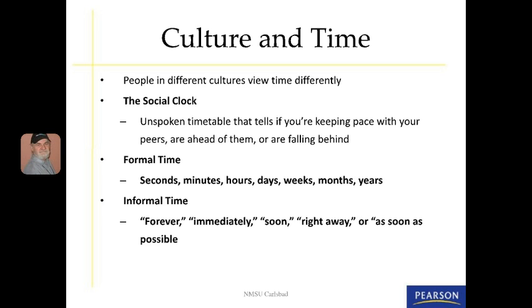We're told the Japanese have the most accurate clocks in the world, and that the social life of the Japanese reflects that precision. Finally, cultures have their own senses of informal time. Expressions like forever, immediately, or ASAP have different meanings in different cultures.